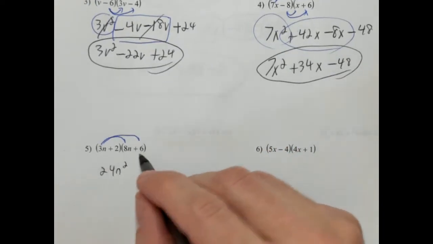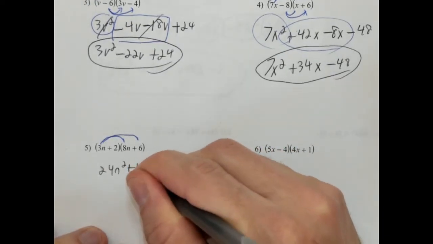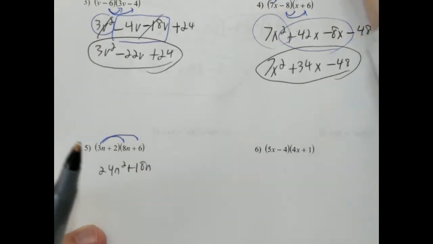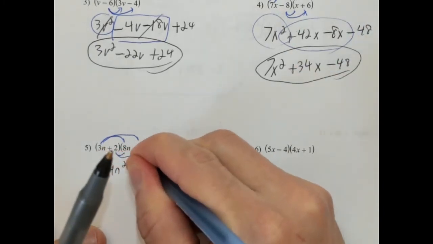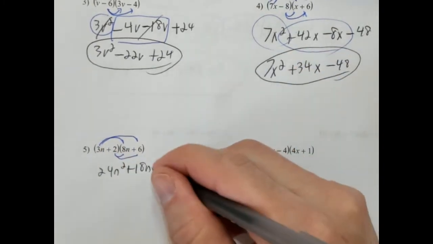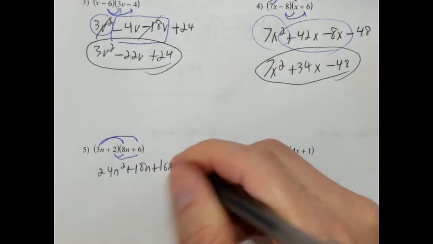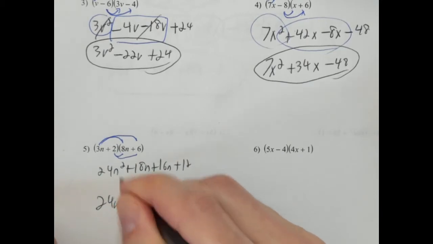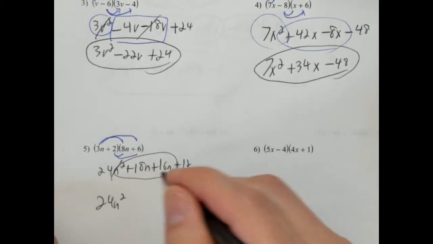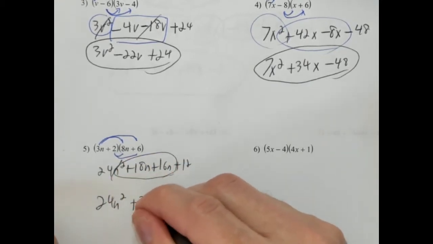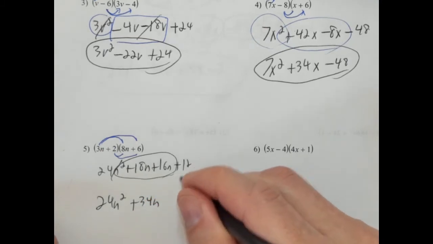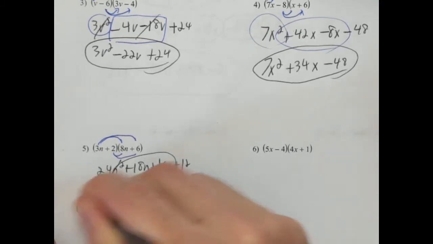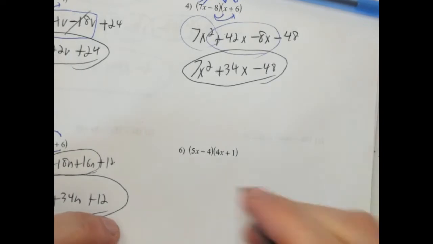So 3n times 6 is plus 18n. And then we're going to distribute this 2. So 2 times 8n is going to be plus 16n, and 2 times 6 is 12. We'll bring these down, 24n squared. These will combine, plus 34n, and then bring down the 12, plus 12. There we go. All right, here we go.